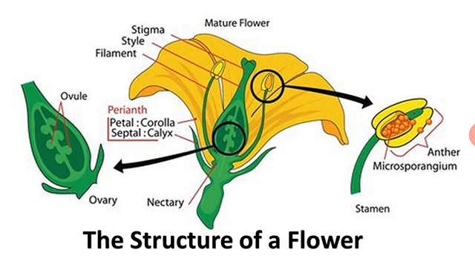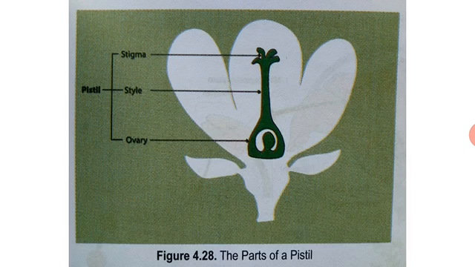Next are the parts of the pistil. The parts of the pistil include the stigma, style, and ovary. So those are the parts of the pistil. The pistil is the female reproductive structure. It is made up of three parts, as I said a while ago: stigma, style, and ovary.